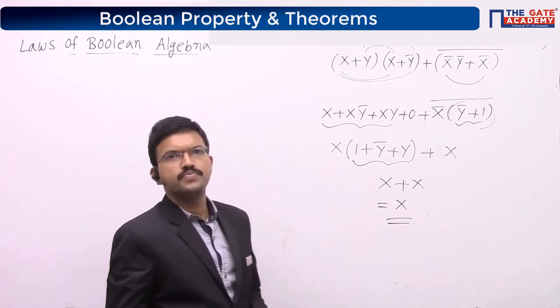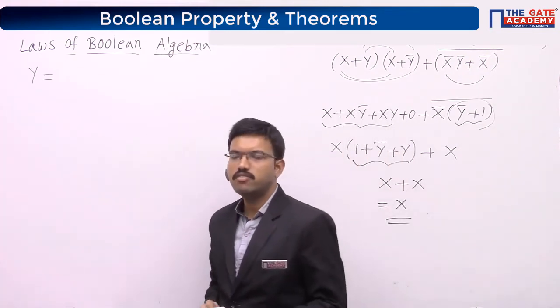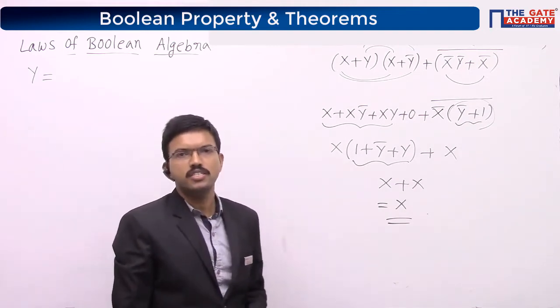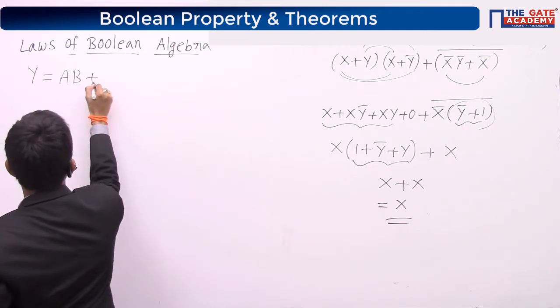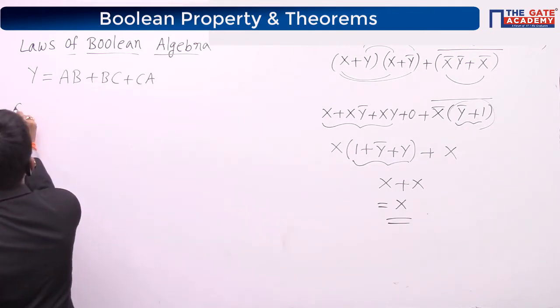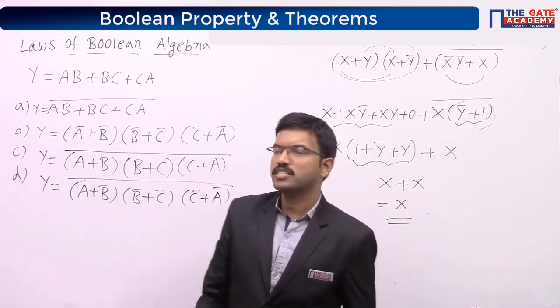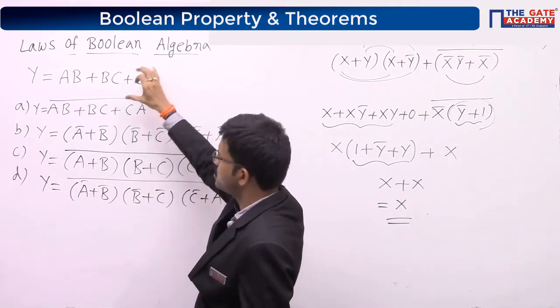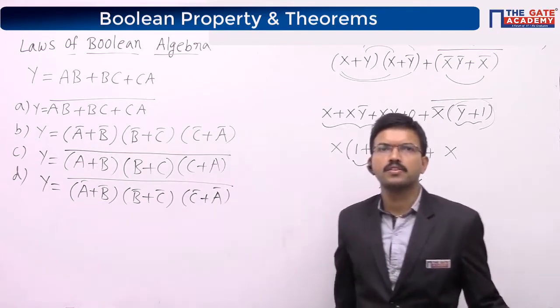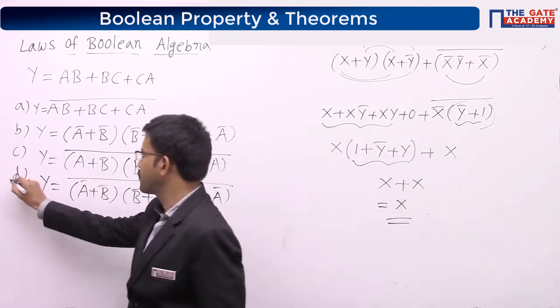Next question, which of the following is equivalent to the Boolean expression? You can write down y equal to AB plus BC plus CA. Write down the 4 choices. He has given the 4 choices like this. He has given the Boolean function, this one. This function is equivalent to which of the following? Yeah, option D is the correct one, right?